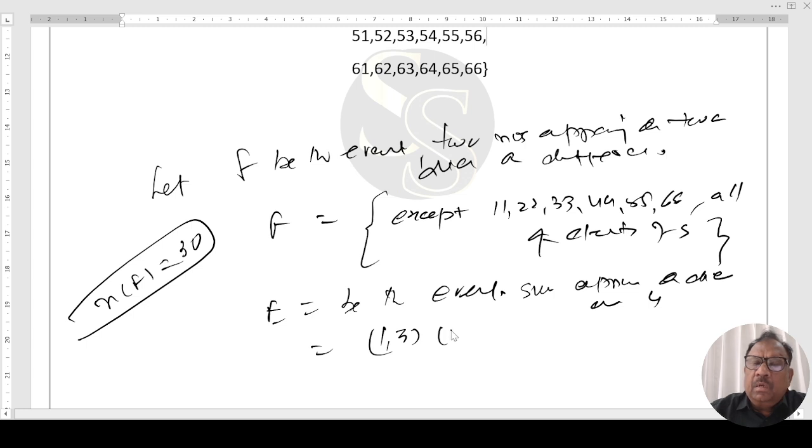then 3 1, and there is no other. 4 we cannot take, 5 we cannot take. So this is the E intersection F, which comes out to be 2.